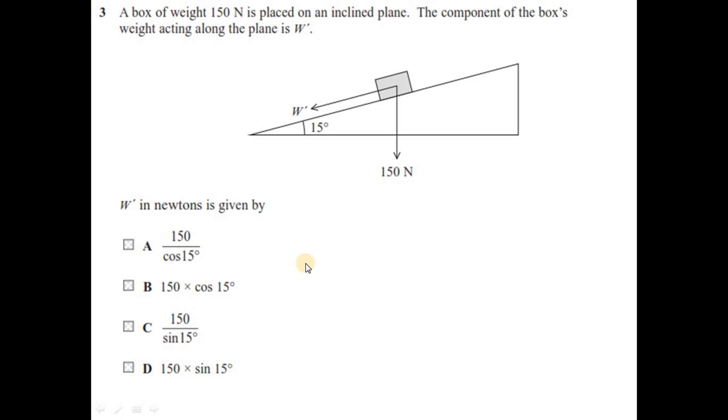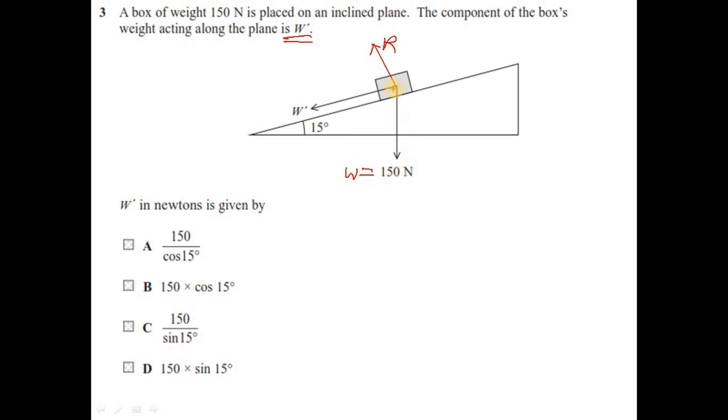Question three. A box of weight 150 Newton is placed on an inclined plane. The component of the box's weight acting along the plane is W dash. This is the component of the weight acting along the plane, W dash. So W dash in Newton is given by... if you see, this is the inclined plane, and this is the normal reaction, and this is the weight W.